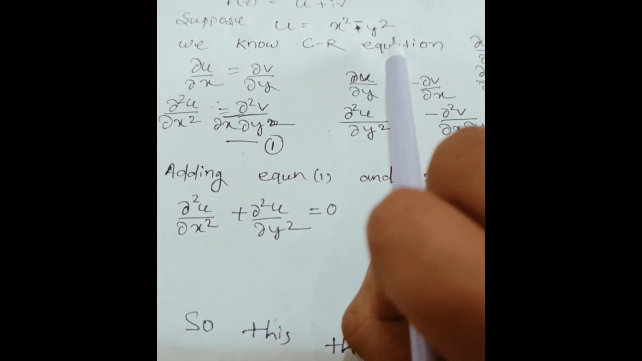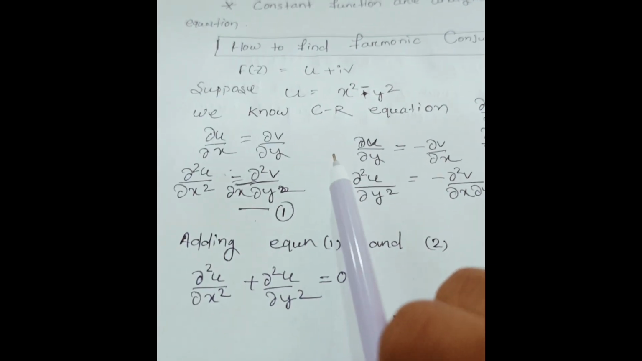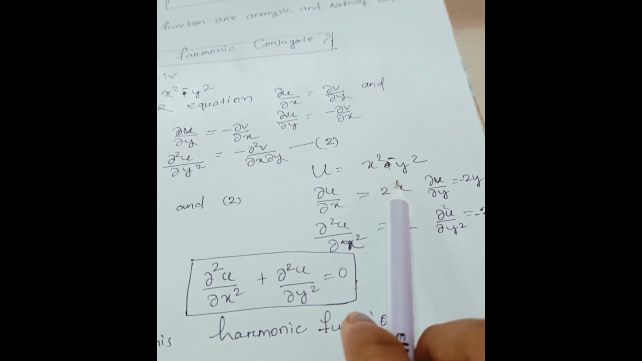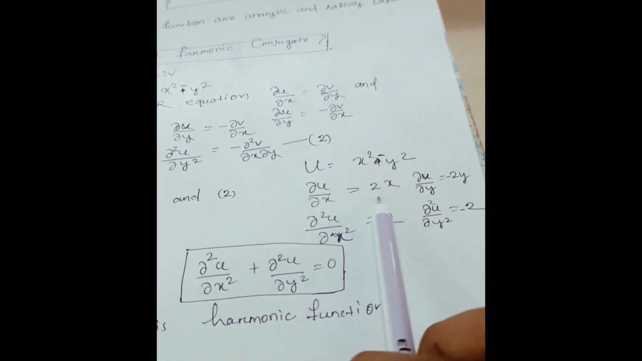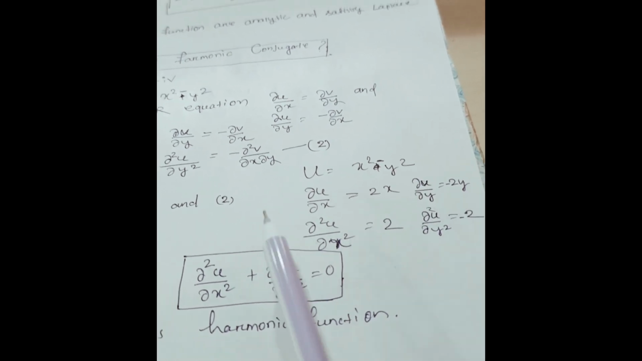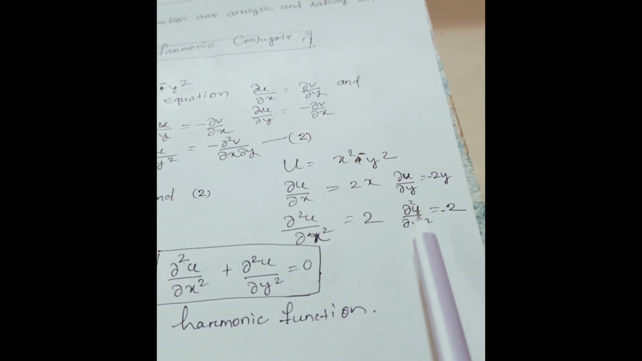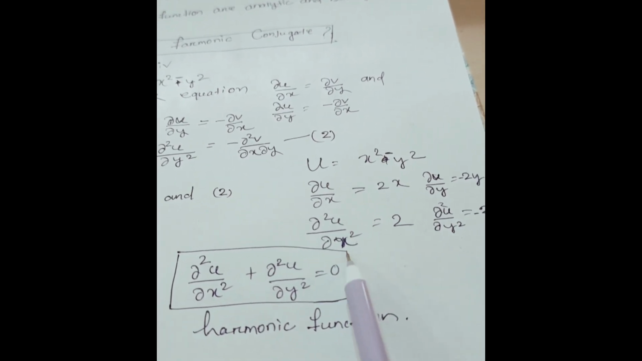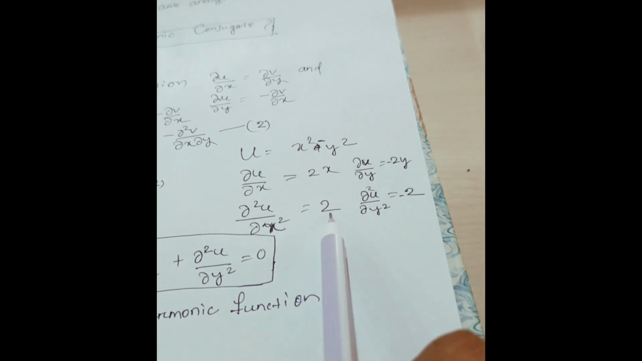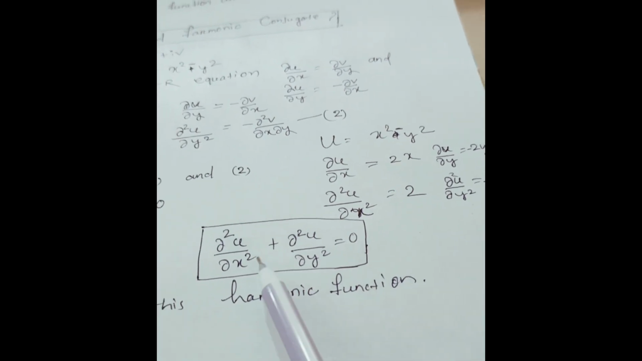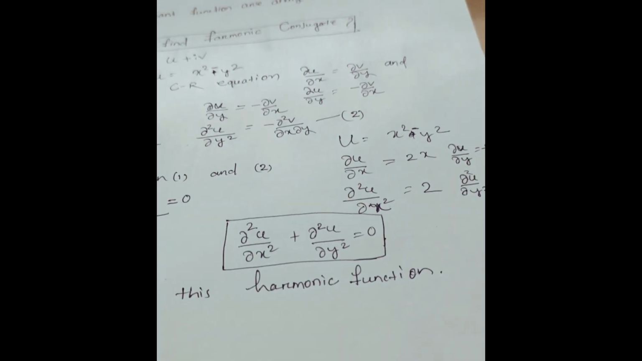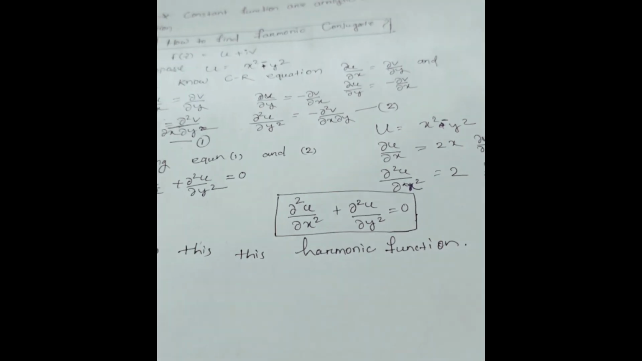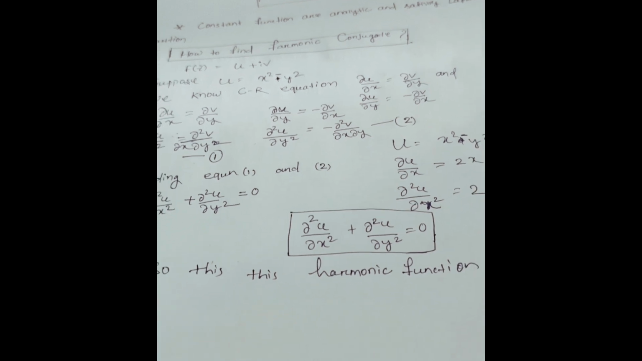Let u = x squared minus y squared. We find del u by del x equals 2x, and del u by del y equals minus 2y, and del squared u by del x squared equals 2, and del squared u by del y squared equals minus 2. Now adding these two equations, del squared u by del x squared plus del squared u by del y squared, 2 minus 2 cancels out to 0. So this function satisfies the Laplace equation, and it is a harmonic function. Now let us find the conjugate of u.